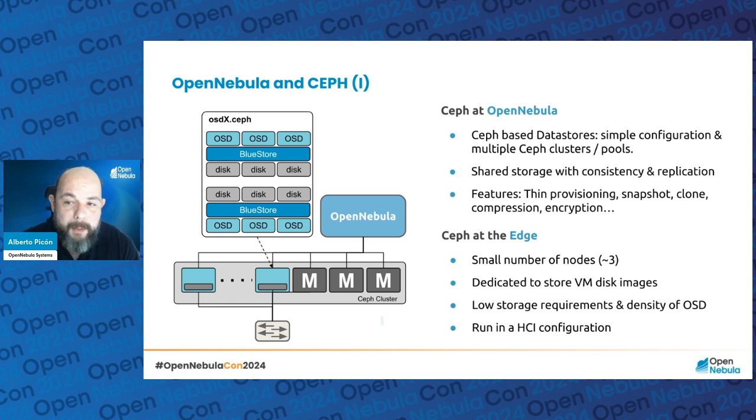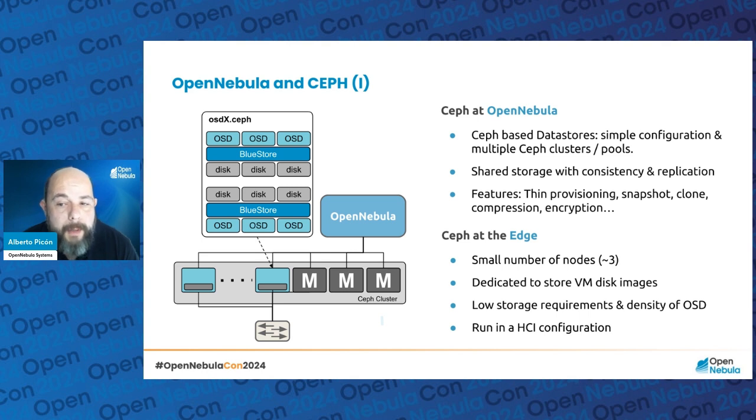As you know, Ceph is one of the recommended storage backends for OpenNebula because of its resiliency. It has no points of failure, and because of its scalability. The more nodes you add, the higher performance you achieve.